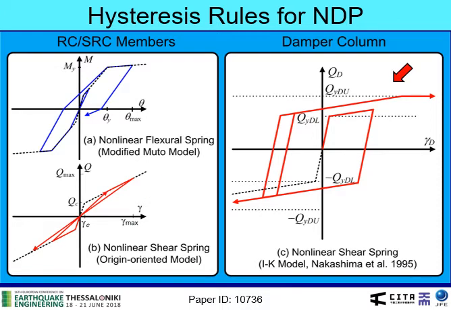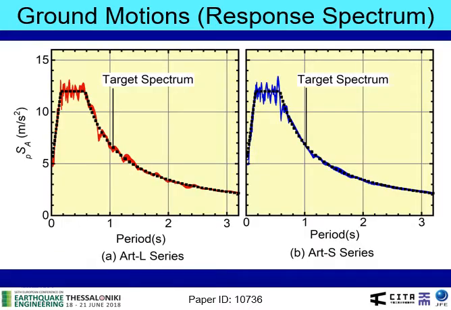In damper column, the IK model proposed by Professor Nakashima, shown in C, is used for the nonlinear shear spring. This model can consider the strain hardening behavior due to cyclic loading. Note that the flexural behavior of damper column and beams in additional steel frame is assumed to be elastic.